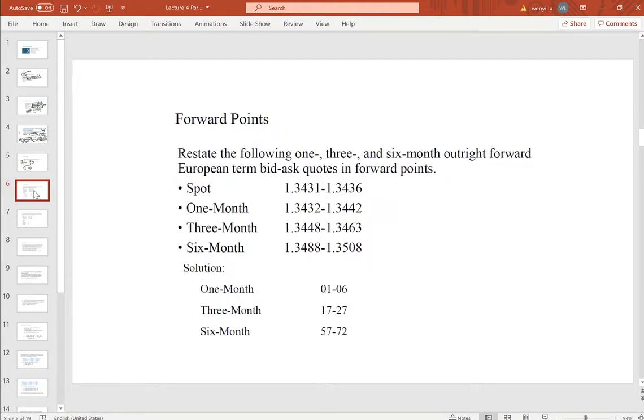Next one, the forward points. We need to restate the following quote using our forward points. Very similar to the last one, right? Just use our forward rate minus the benchmark rate. The difference will be our quote in the small figure. So I won't repeat the same question again. You can try this one at home, solving for the difference in the small figure as the quote.